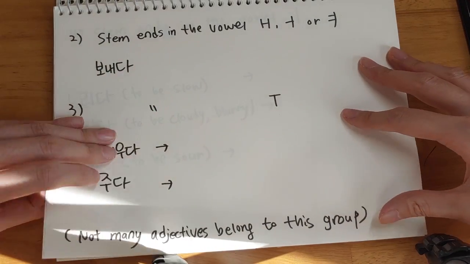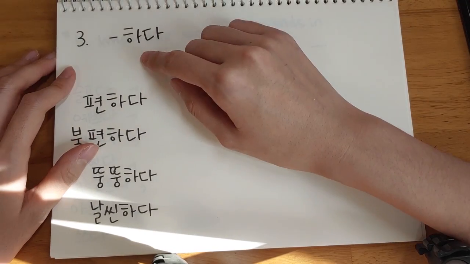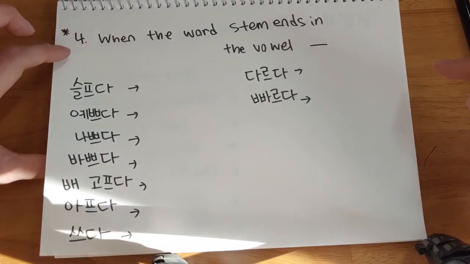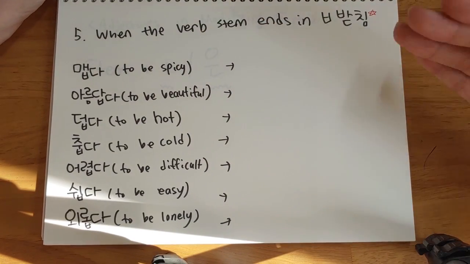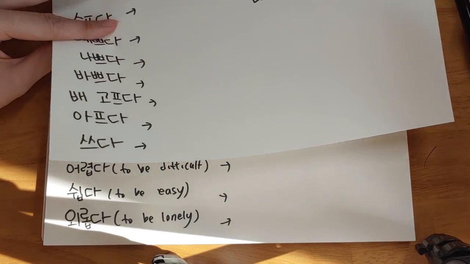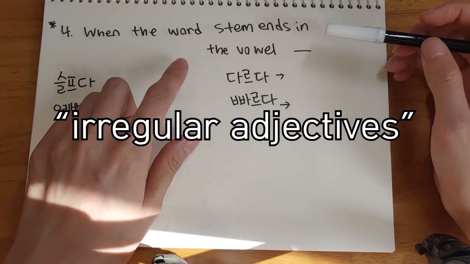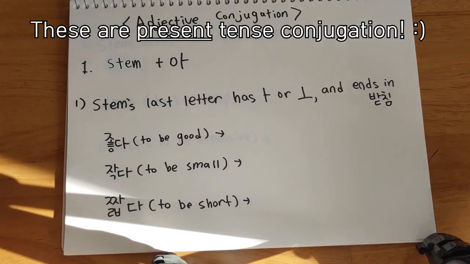And then 아 is placed after a stem. This is the second group. And the third group is when an adjective ends in 하다. And group 4 and group 5 can be a little bit tricky because they don't follow the previous 3 rules and have their own rule, and they're called irregular adjectives. So we're gonna go over them group by group. So let's start with the first group.